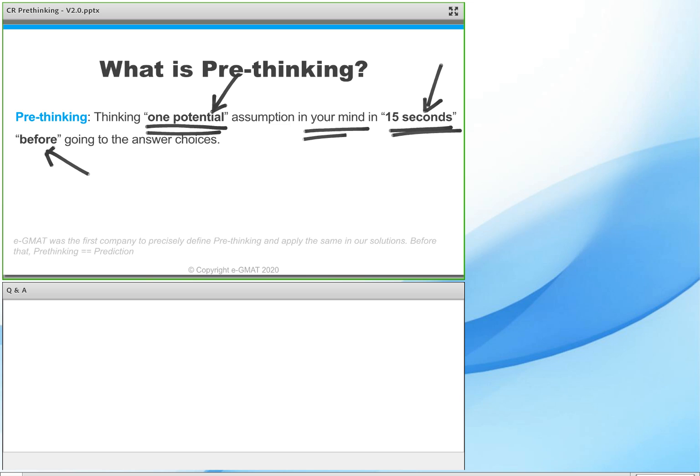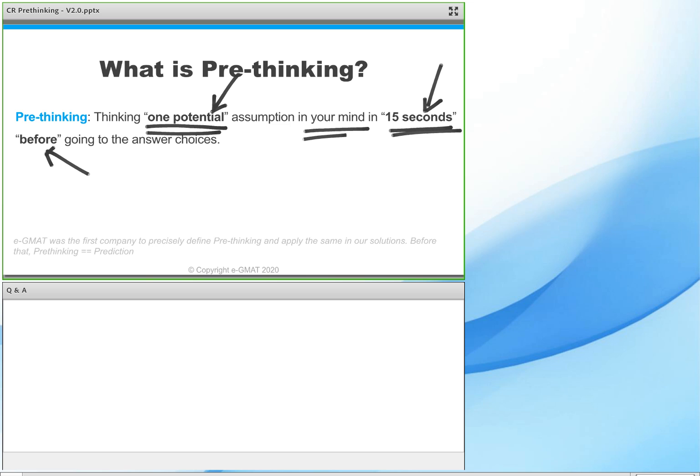In fact, most experts often consider pre-thinking as predicting the answer. No, pre-thinking is not about predicting the answer. We're not here to spell out a prophecy. We are here to understand the author's logic. And so there's that group of experts who think pre-thinking is predicting the answer.